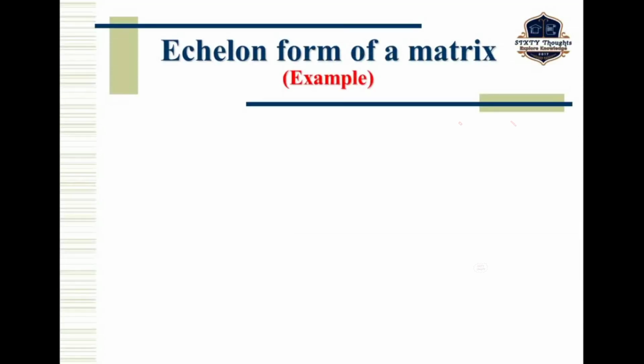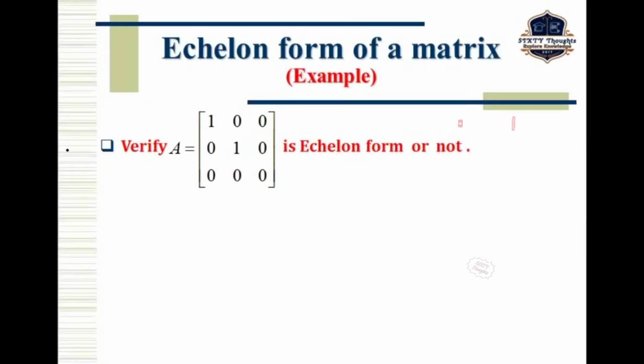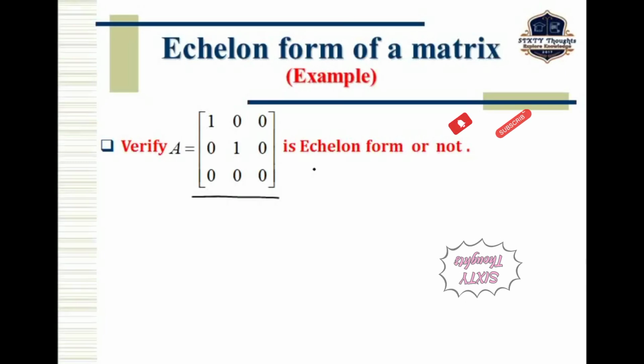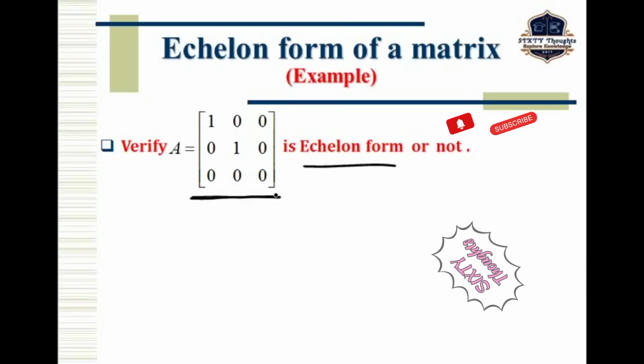In this video lecture, we will discuss one problem based on echelon form: how to verify whether a matrix is in echelon form or not. By using the echelon form definition, we are going to verify whether the given matrix is in echelon form. The given matrix is in echelon form if it satisfies three conditions.